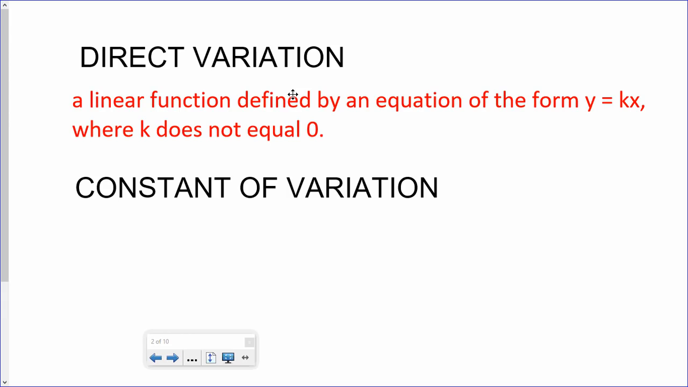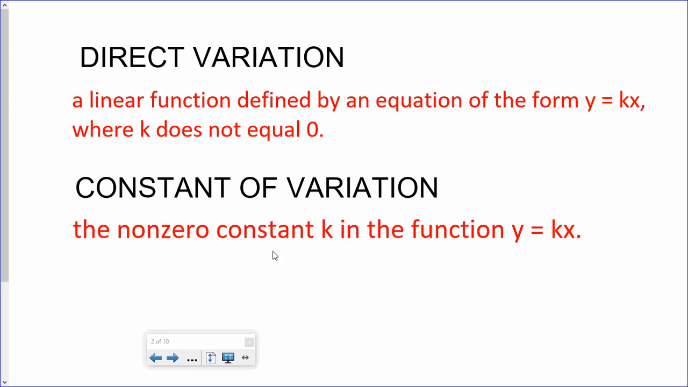The x and the y in the equation have to stay the letter x and the letter y, because that allows us to plug anything in for x and y and figure it out. The k, however, should be a number, and that k is called a constant of variation. It's a non-zero constant k in the function. It is very similar to slope, so if you have to graph it, you can kind of think of it that way.